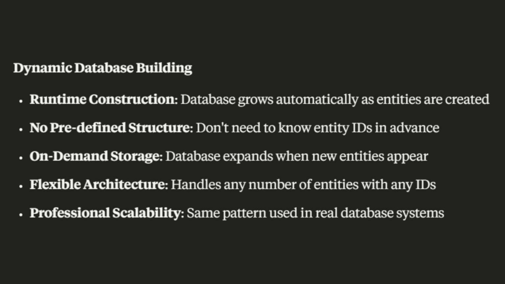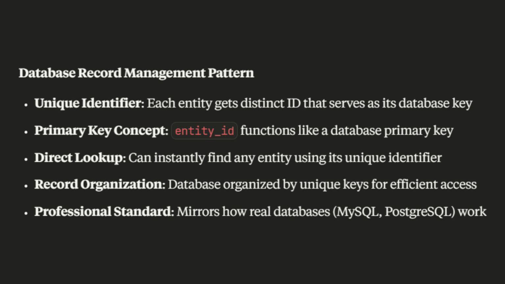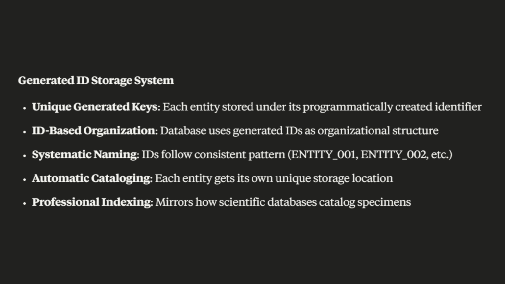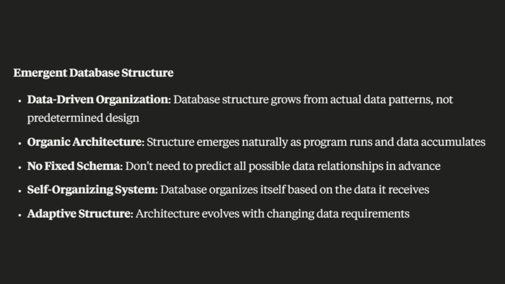Your program creates dictionary entries programmatically, where the key names themselves come from your program's data rather than being hard-coded strings. This mirrors common database functionality. Each record gets a unique identifier that becomes its lookup key. Your entity database grows dynamically as new entities are created, with each one stored under its generated ID. The beauty of variable keys is flexibility. You can build databases where the organization structure emerges from your data rather than being predetermined. This enables efficient data retrieval.